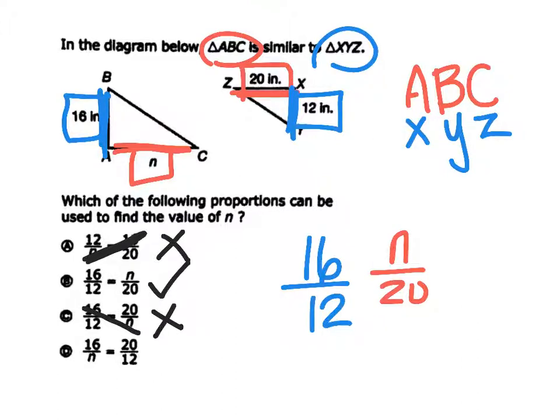Last answer choice. Okay, we already said 16 and 12 need to be paired up. They do not have 16 and 12 paired up. They think 16 and 12 should be diagonal, and I say no on that. So I'm going to take this one and cross it out because they have 16 and 12 diagonal instead of sideways. So that's going to tell me that B, which I thought was the right answer, is definitely the right way to set up your proportion to find the value of N.